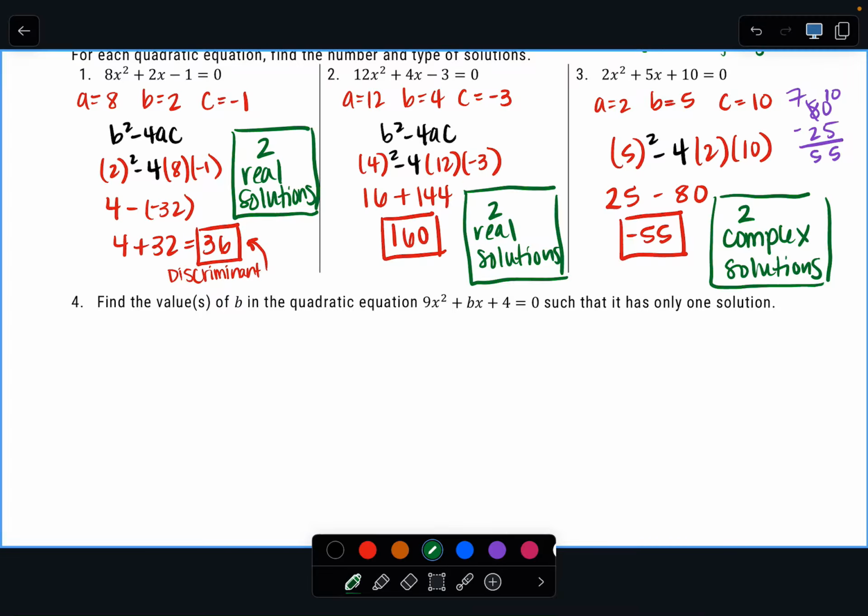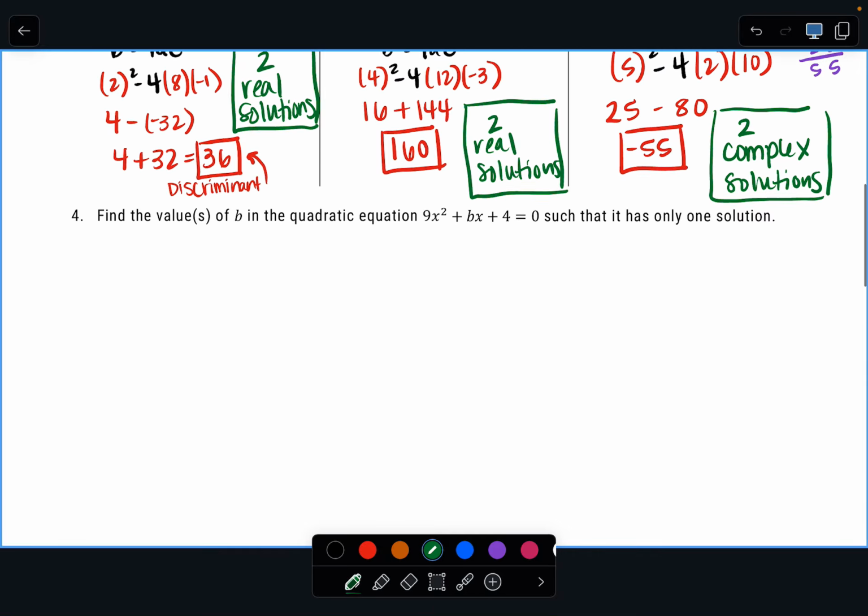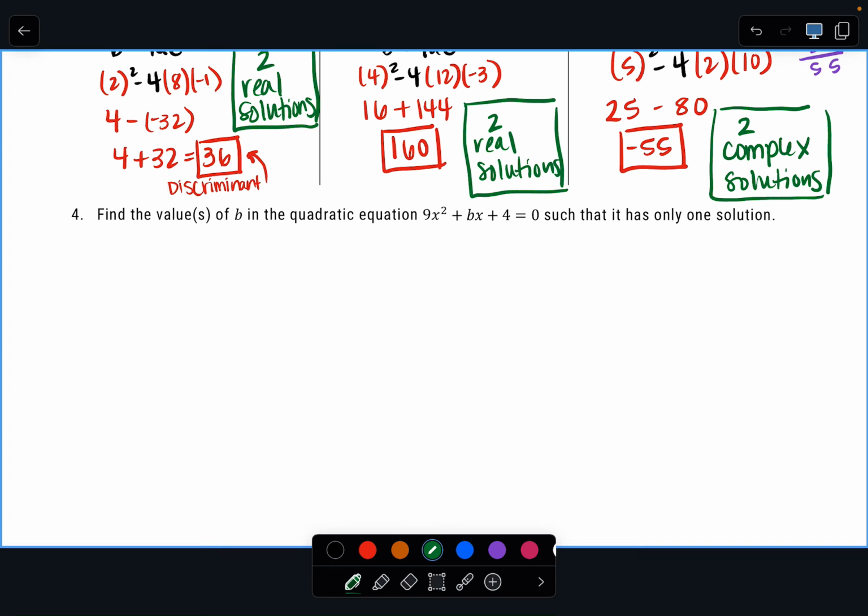Okay, so another type of question you can get asked is if we give you an equation, so this is 9x squared plus bx plus 4, and they want to make it so that it has one solution. So what does the discriminant b squared minus 4ac have to be in order to have one real solution? It has to be equal to 0. So if I want to have one solution, that means I need to set b squared minus 4ac equal to 0.